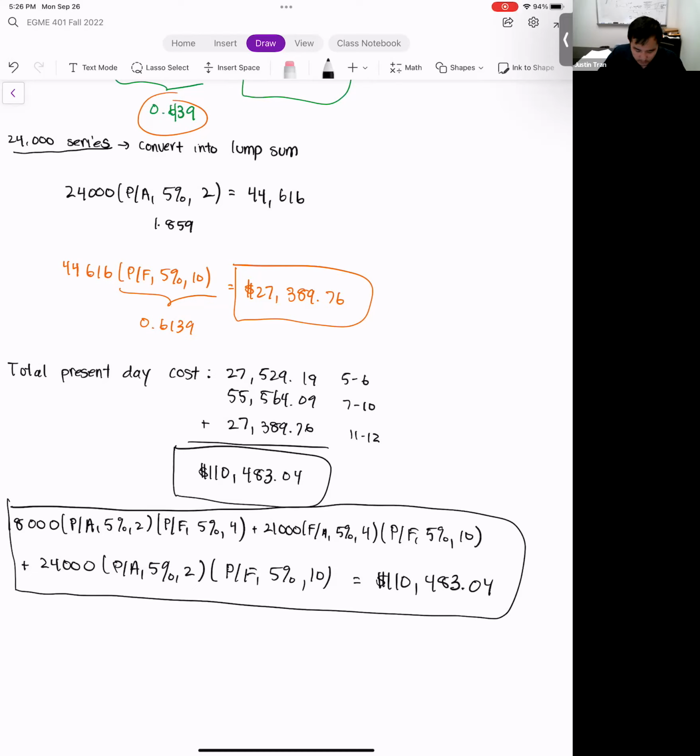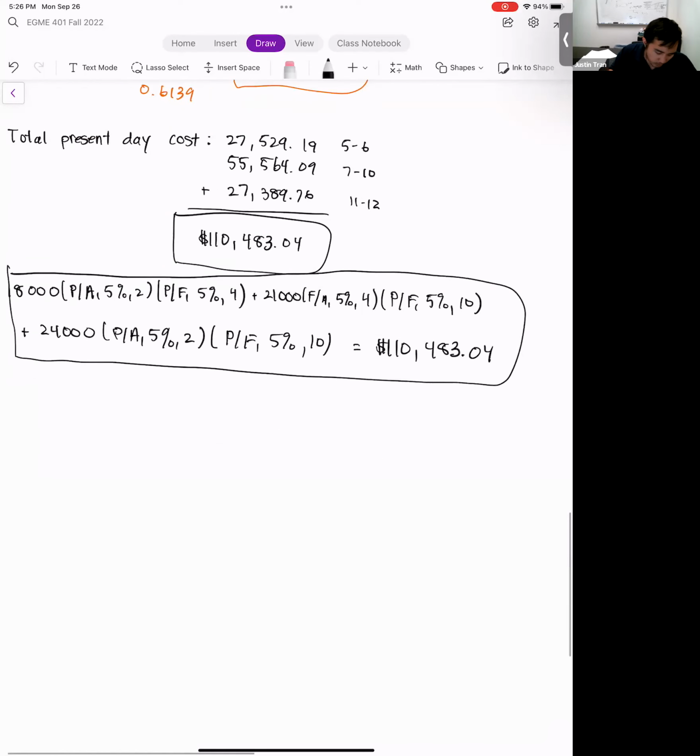I know it's tempting to jump to something like this, but it is really important and really useful for you to draw out the full cash flow diagram so that you can see and visualize what your conversions are doing. Otherwise it's easy to get lost. Okay, let's go ahead and move on to the next problem.